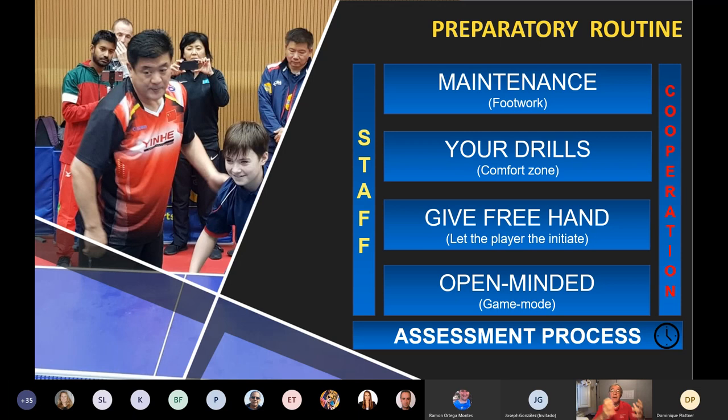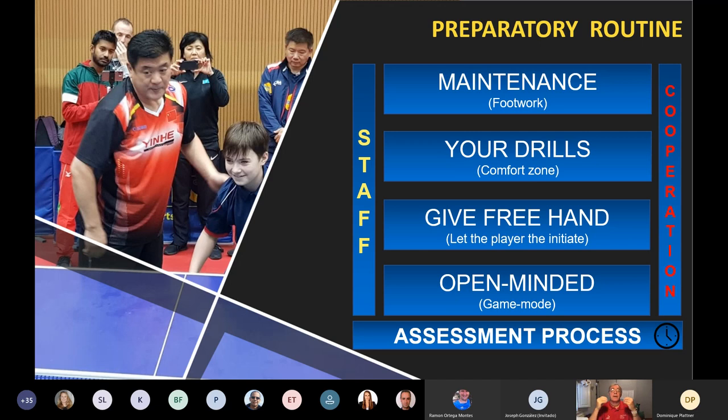The ball comes in pre-arranged drills, and then you feel, okay, I can do it. This makes me cool, confident, very relaxed, and I know that in that moment I have to be relaxed. This is coming to have a sort of comfort zone. We will see later how to not be only in the comfort zone. Give a free hand.